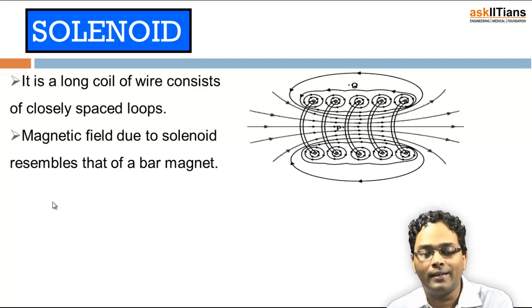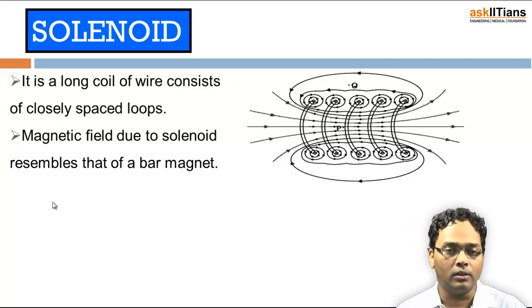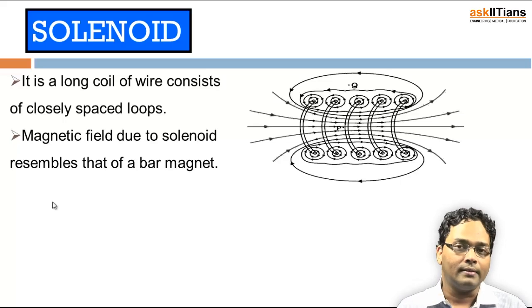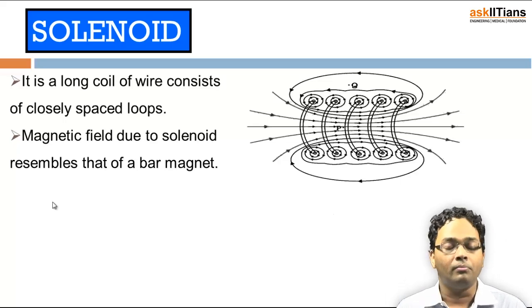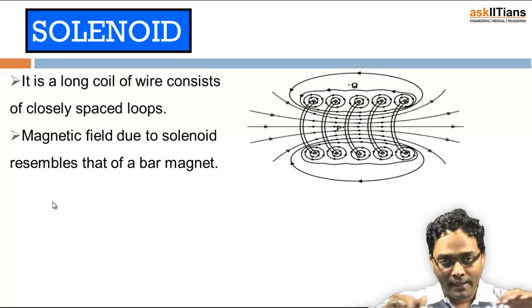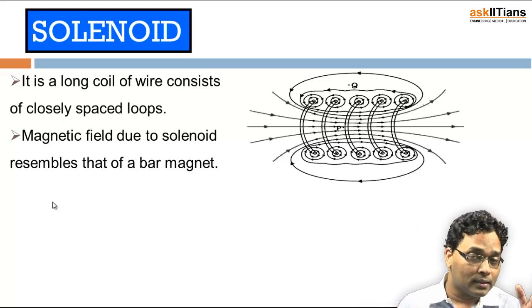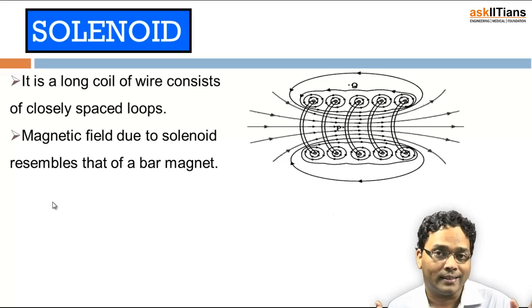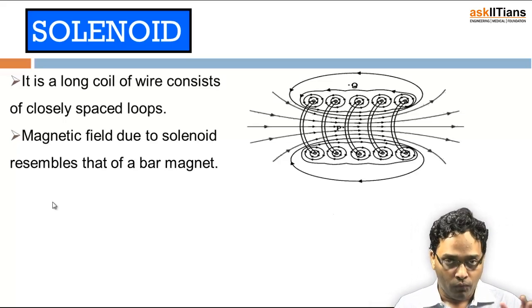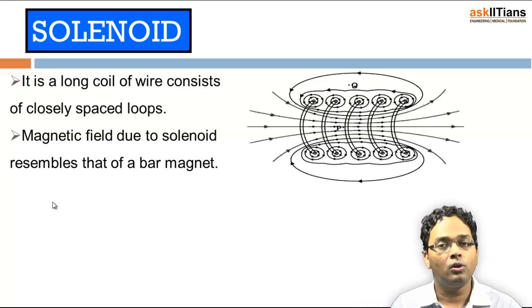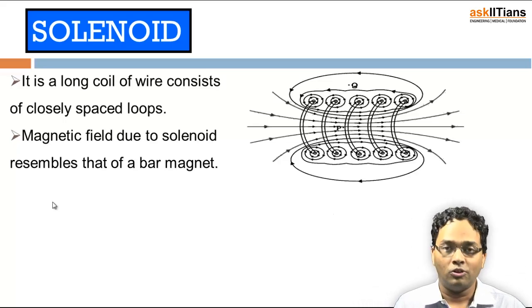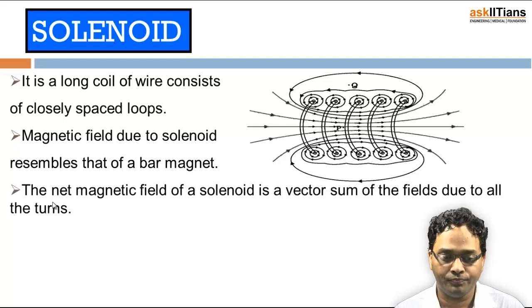The magnetic field due to the solenoid resembles that of a bar magnet, because the current passes in a circular way, and therefore you will have the magnetic field along a particular direction. Since the field goes from one direction to the other, from where it is coming out, that is the north pole, and from where it is going in, that is the south pole. So this resembles a bar magnet.